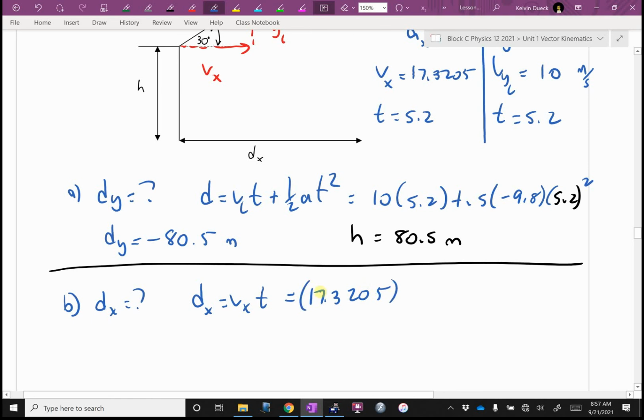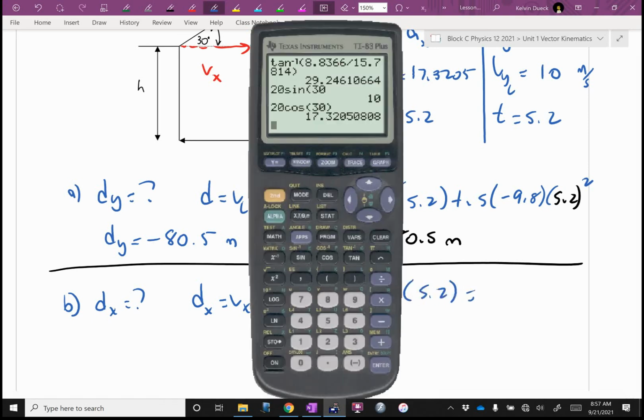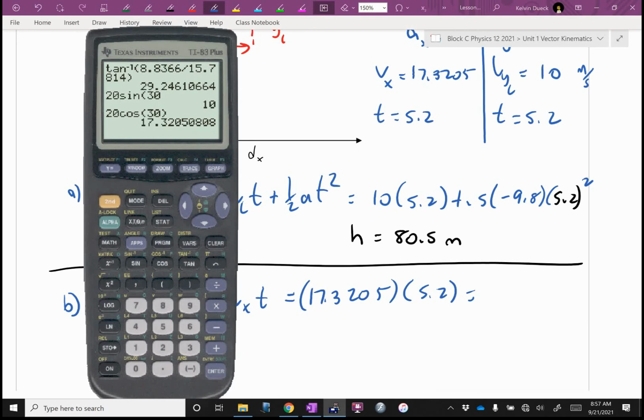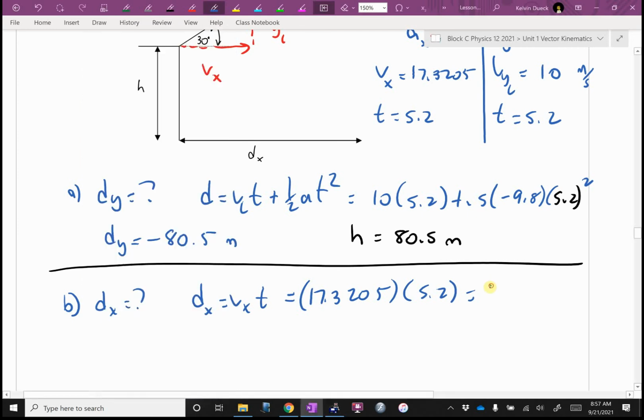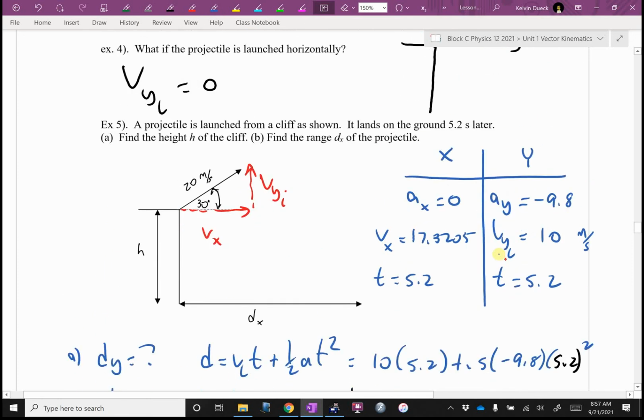It's going to be 17.3205 times 5.2. So if you spend most of your time finding time, which is true, if they give you the time, the question falls apart. Or once you have time, the question's going to fall apart. You can find whatever you want. And I got 90.1 meters. Okay.